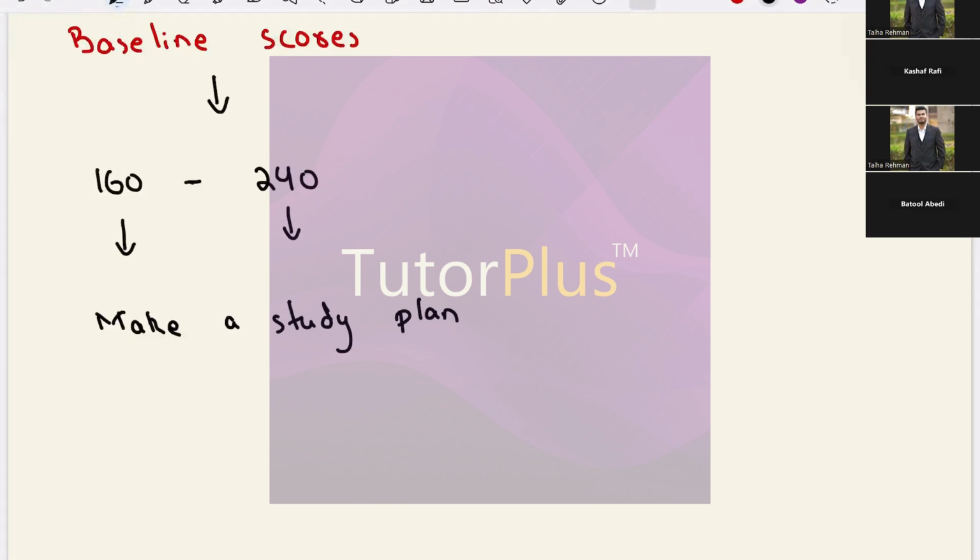Once again, it's advisable that you follow the plan, but we sit down with you and we discuss the plan with you, and then we tell you how exactly you will have to study to be able to get into IBA. So it's usually a 15 to 30 minute session with each student, but that can only be done once we have your baseline scores.